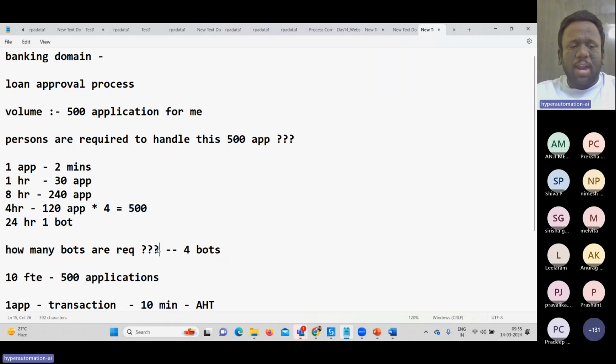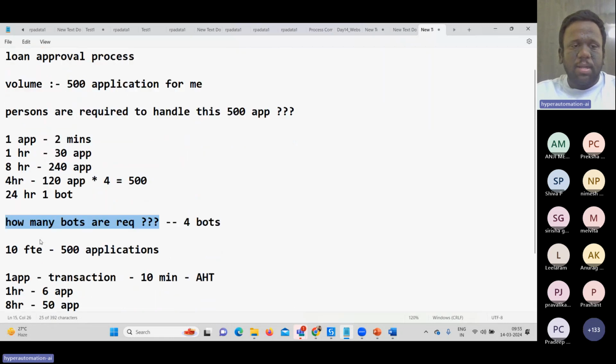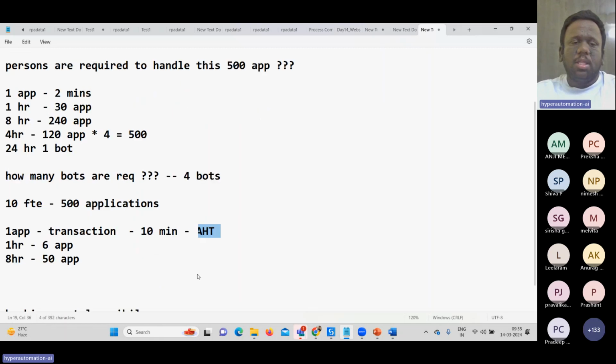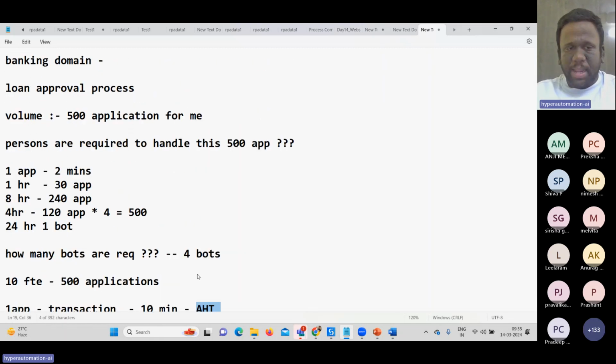So how many bots are required for a particular process? It purely depends upon the business requirement and also the number of transactions. In parallel, we also need to consider the average handling time. All these things are kept in mind before going with the implementation of the bots.